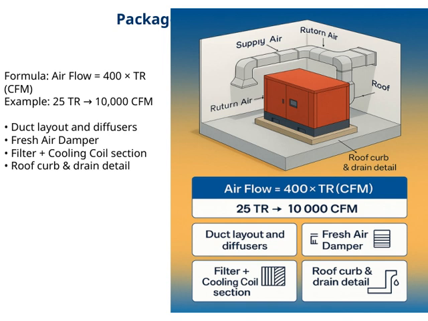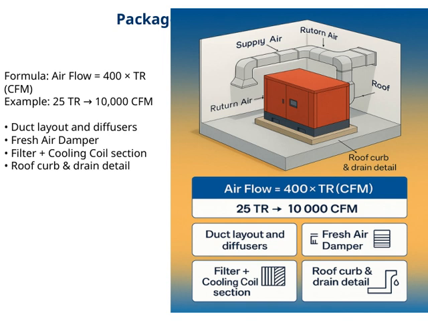Next, we consider the duct layout and diffusers. Proper duct design ensures efficient air distribution, and choosing the right diffusers helps maintain comfort and air quality throughout the area. We also include a fresh air damper, which allows us to introduce fresh outside air into the system. This is crucial for maintaining indoor air quality and meeting ventilation standards. The filter and cooling coil section is vital for removing particulates and controlling temperature and humidity. Effective filtration and cooling help improve indoor air conditions and protect the equipment.